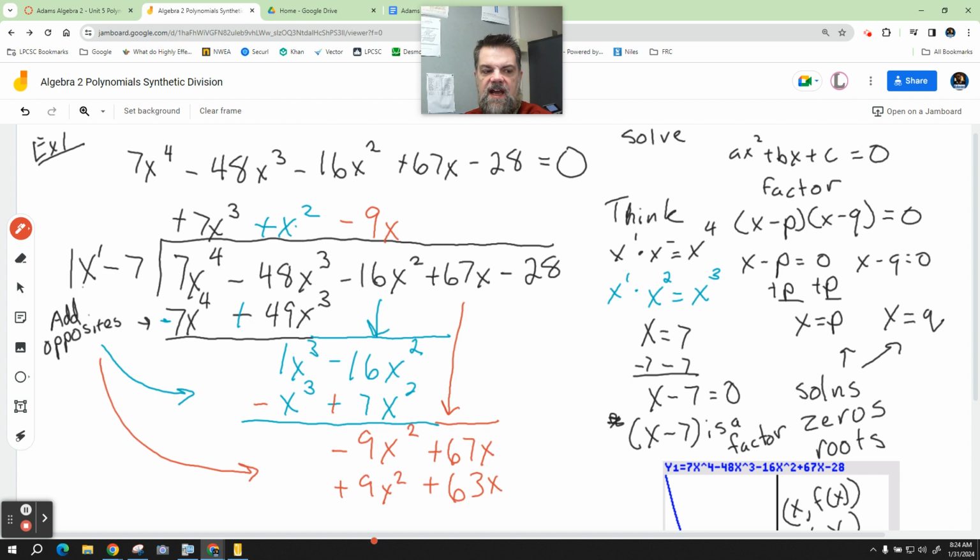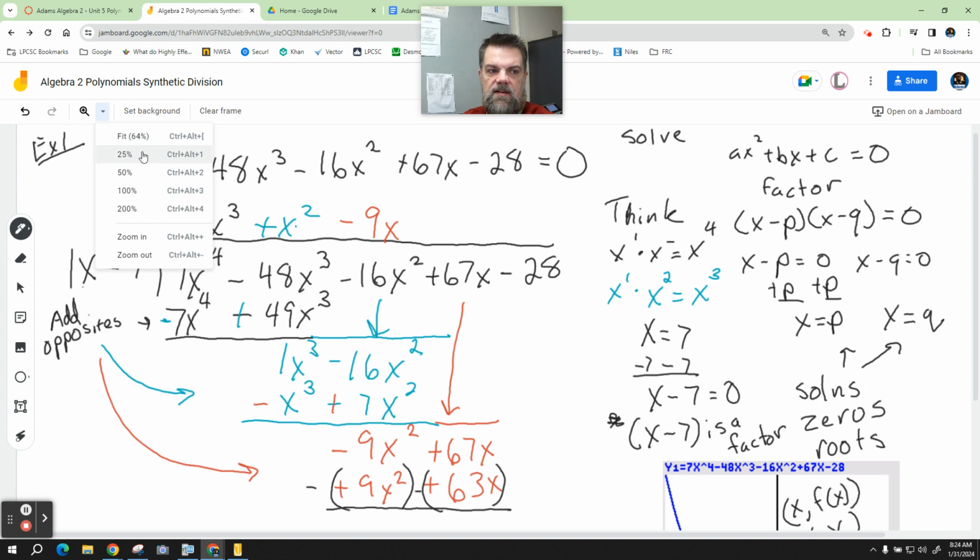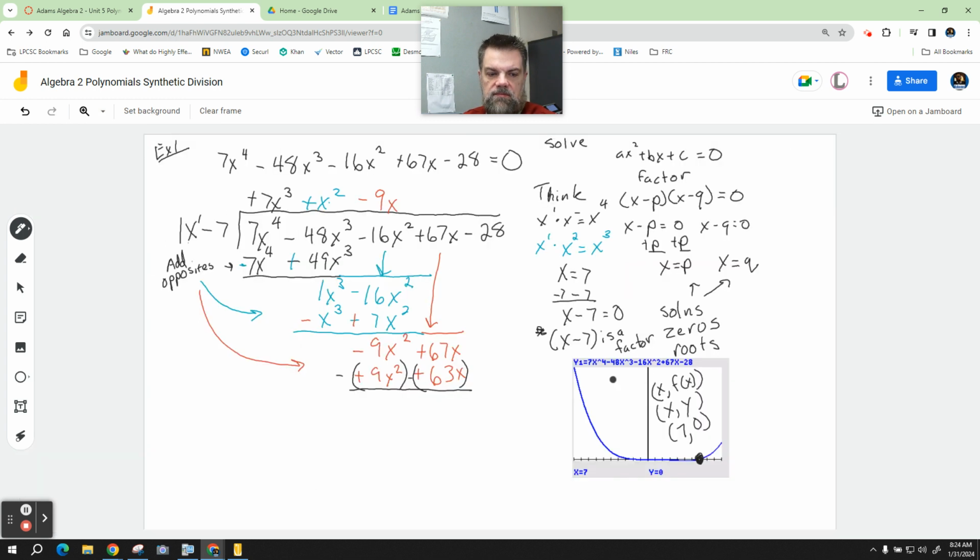Again, we add the opposites. So this becomes a negative. This becomes a negative. Okay? We're almost done. 67 minus 63 is 4x. Drop down the negative 28.